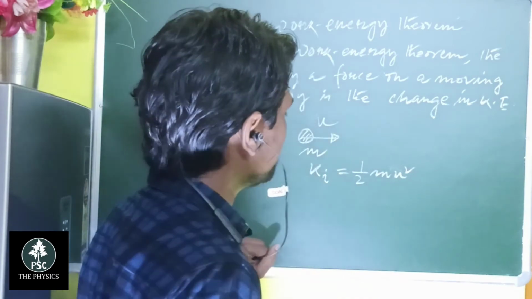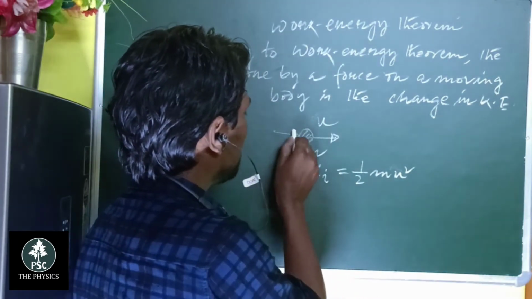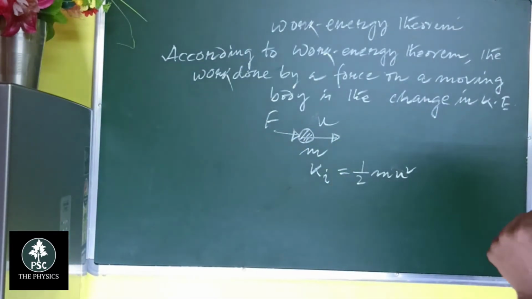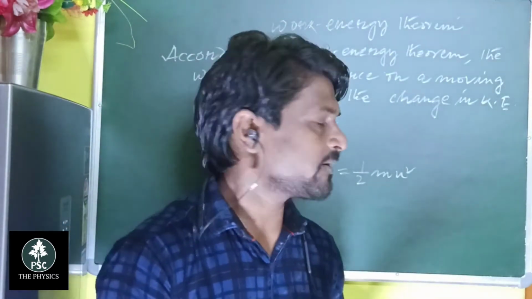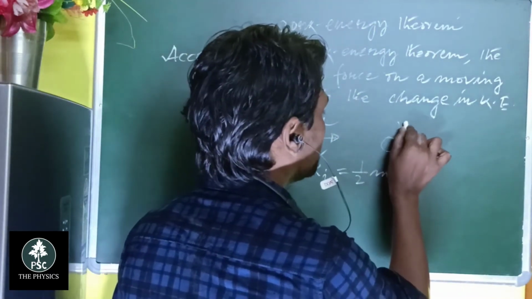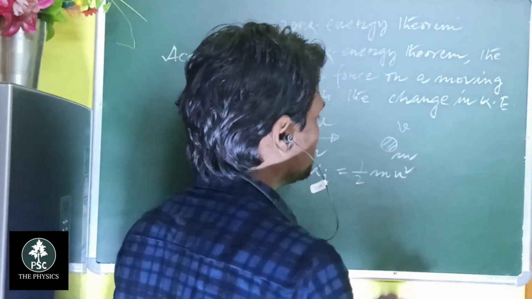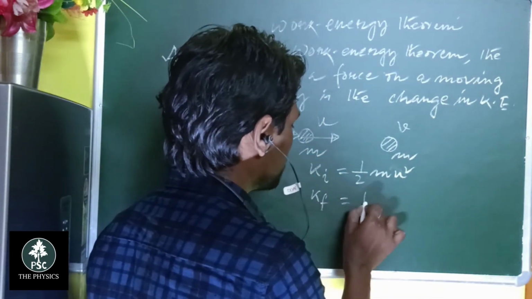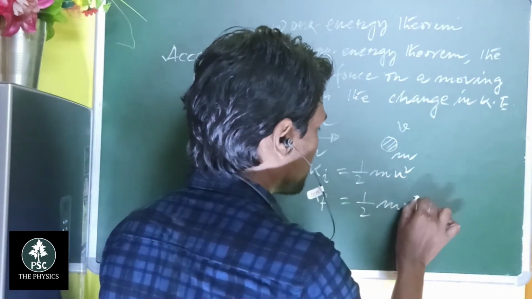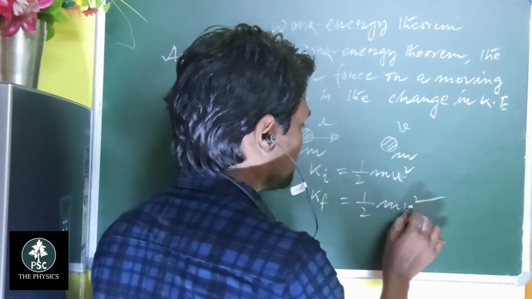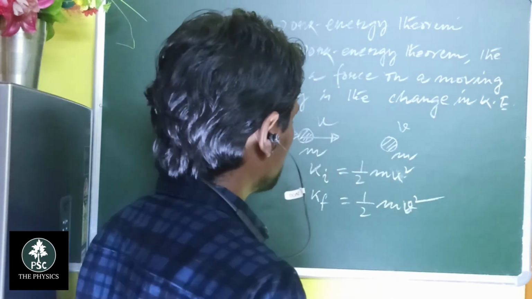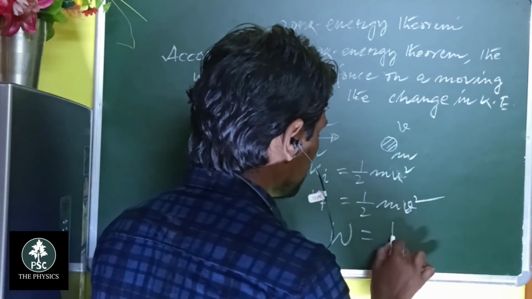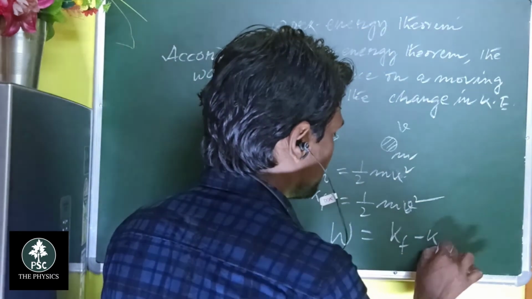Okay, so this is the initial kinetic energy, and if you apply a force along this direction, then its velocity will obviously change. So the velocity becomes v, and the mass is a constant value, m. The final kinetic energy is half m v square. Therefore, work done equals kinetic energy final minus kinetic energy initial.